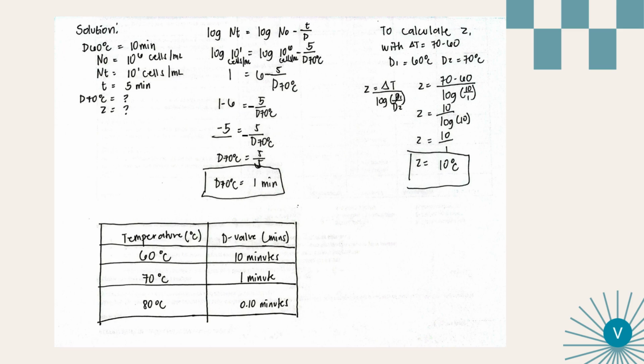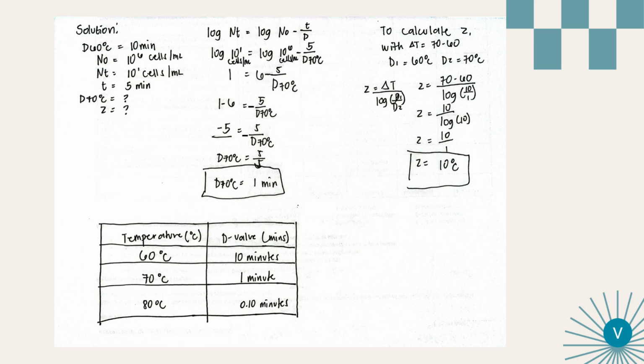Rearranging the equation, we got 1 minus 6 equals negative 5 over D, which simplifies to negative 5 equals negative 5 over D. Solving for D, we got the D value at 70 degrees Celsius is equal to 1 minute. And next, we solve for the Z value.